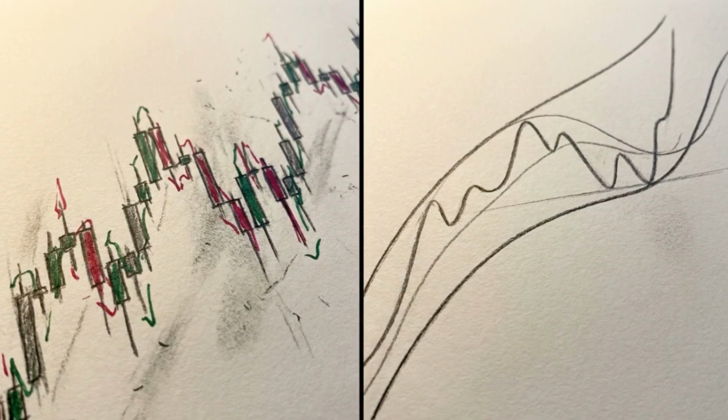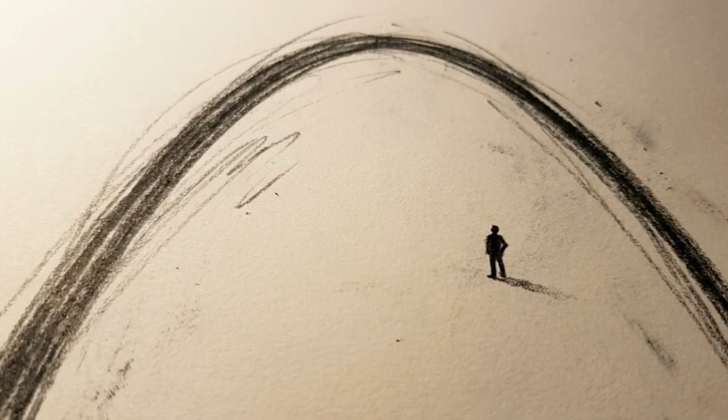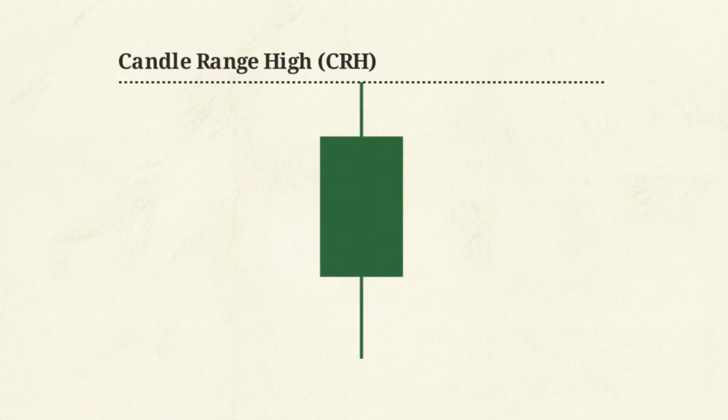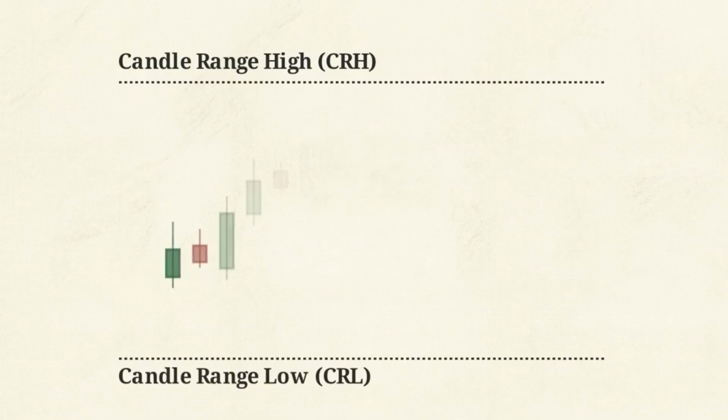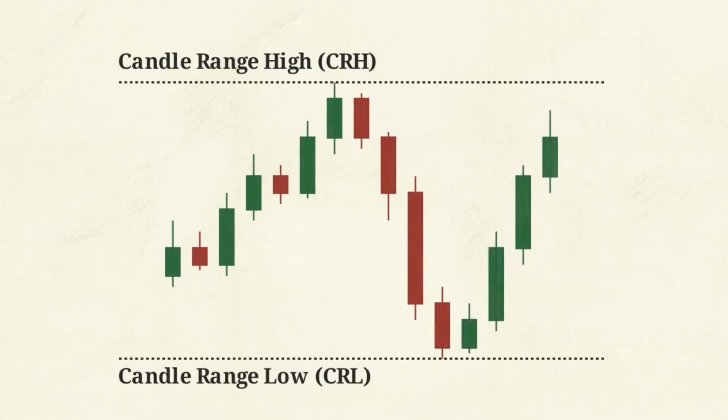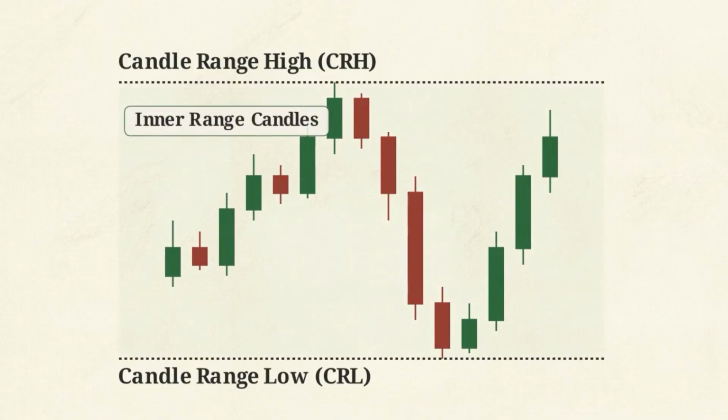Step 1 requires stepping back. Before you look for an entry, you have to zoom out to a higher time frame to identify the overarching market trend. Draw lines at the exact tip of this daily candlestick's highest wick, the candle range high, and lowest wick, the candle range low. Inside, you'll find the erratic price action of lower timeframe candles, all contained within these boundaries we just mapped.